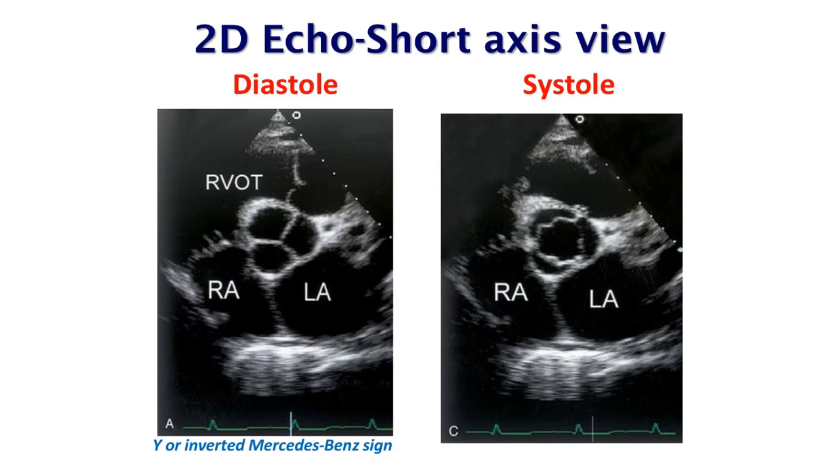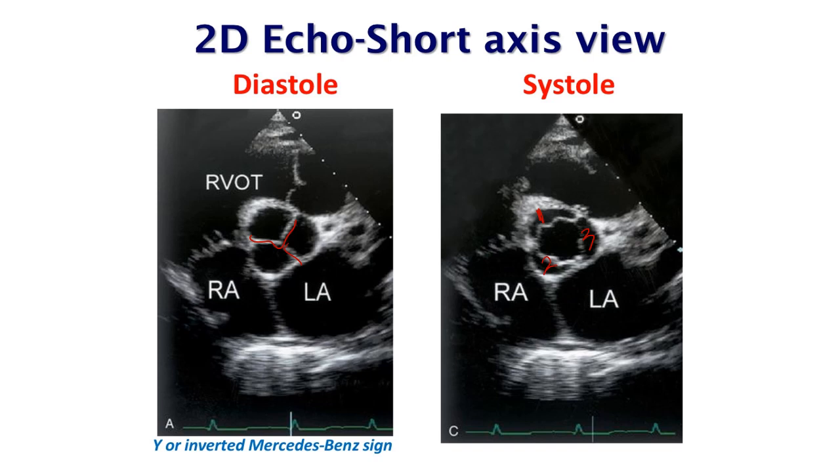I want you to know that the short axis view also you can get by tilting the probe, you can get the level of the great vessels. So what you get in the middle of this view is the aortic valve with the classic Y sign or Mercedes sign. This is the aortic valve, and when it opens it gives a triangular opening. So this is a tricuspid valve. This is leaflet number 1, this is leaflet number 2, and this is leaflet number 3.